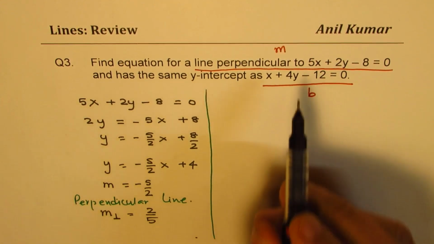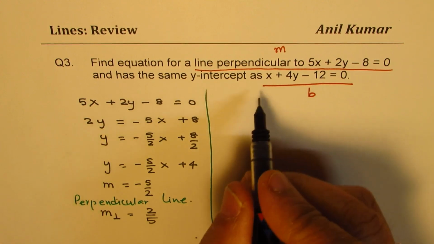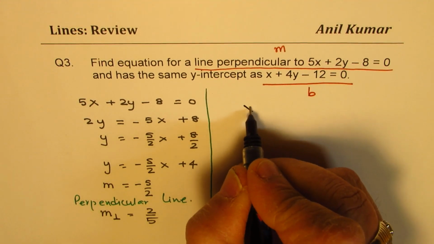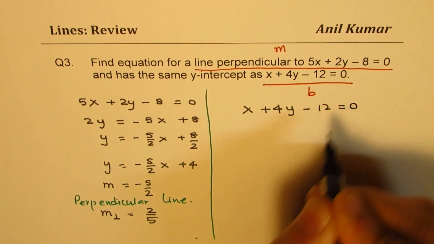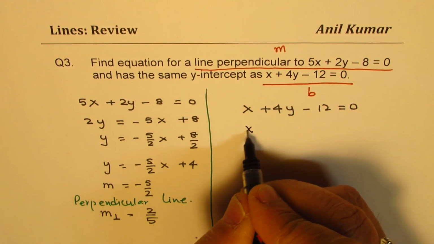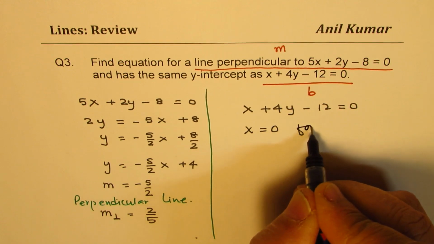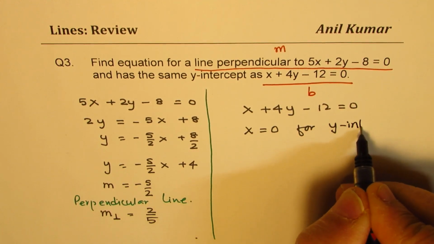Now to find the y-intercept, we'll work with the given equation, which is x plus 4y minus 12 equals 0. Y-intercept means x equals 0, for the y-intercept, correct?